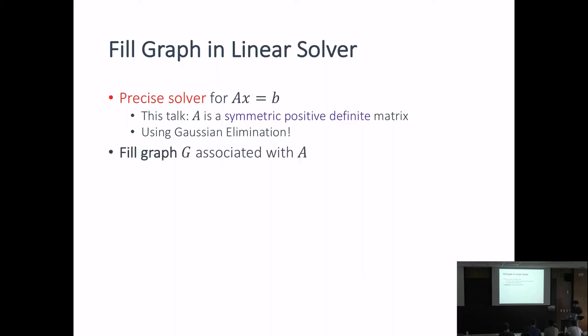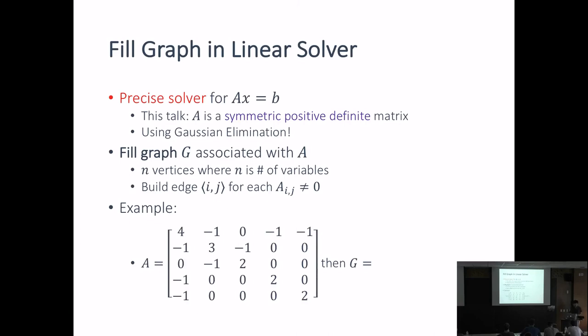In this talk, we're going to talk about the graph theoretic perspective of this Gaussian elimination process. We can define the fill graph G associated with this matrix A in the following way. Assuming A is an n by n matrix, we're going to have n vertices. And then for each non-zero entry ij in this matrix A, we're going to make an edge ij. So this is the example. We have a matrix A here, and we build a fill graph G. First of all, we have five vertices, and then for each non-zero entry here, we make an edge. Like in the first row and the fourth column we have a minus one, which is non-zero, so we make an edge between the first node and the fourth node.